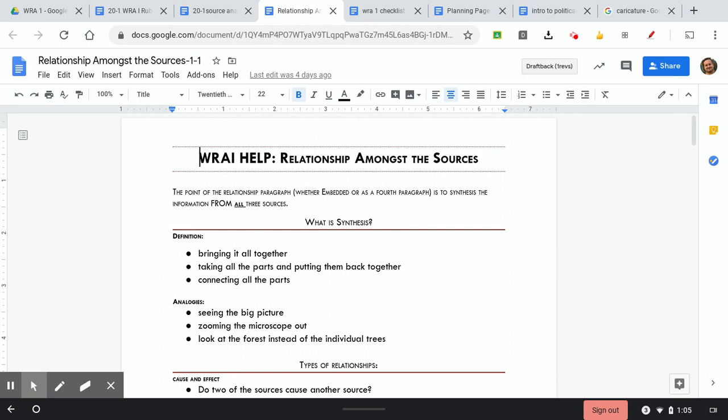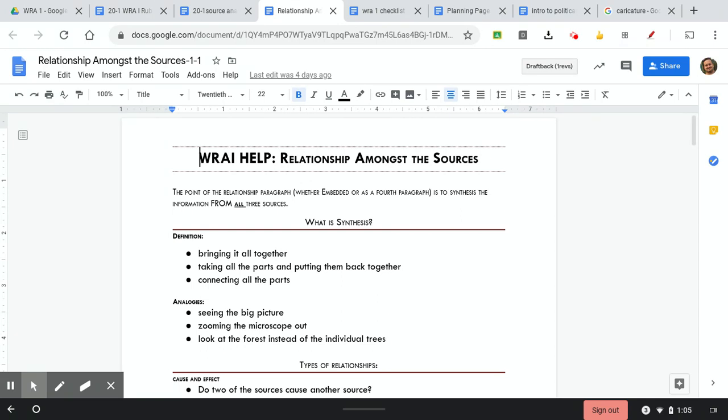So this is paragraph 4. The relationships between source 1, 2, and 3. The purpose of having this paragraph is to synthesize the information from all the sources. Now, what is a synthesis? Well, this is when you bring something all together. So you take all the parts, source 1, source 2, source 3, put it back together, connect everything. Why are we looking at these 3 sources together? What are the similarities? What are the differences?